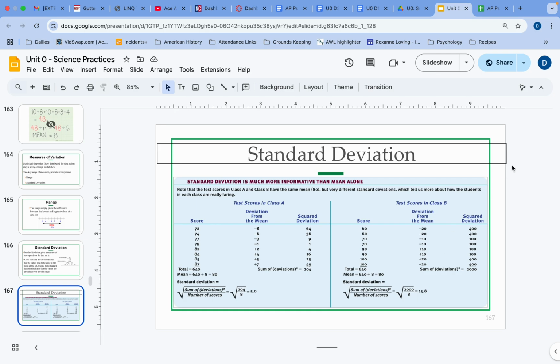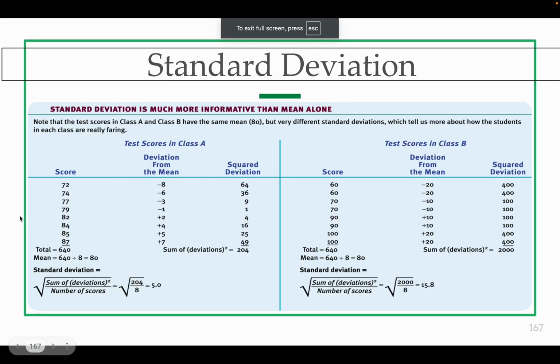Here is a much more convenient data set. Let's see if we can go full screen here, make it a little bigger for you. So we have these scores. Again, this could easily be Unit 1 test scores, okay? Very realistic. And in this example here, we have the total sum is 640. There's 8 students in this fictional example. So the mean score is an 80. Nobody actually scored an 80, but that is our mean.